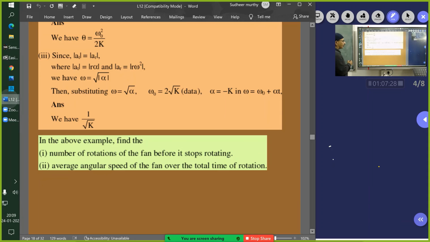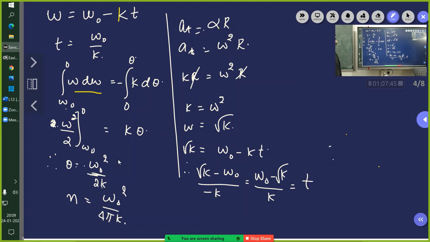And they have asked for the average angular speed of the fan over the total time. So average angular speed will be again theta divided by the total time. So we have found out theta and divide by the total time taken. Here the k is constant, and the final omega is this. You can say omega naught plus omega, divided by 2, gives you the average velocity.